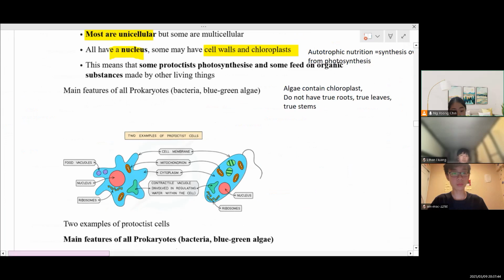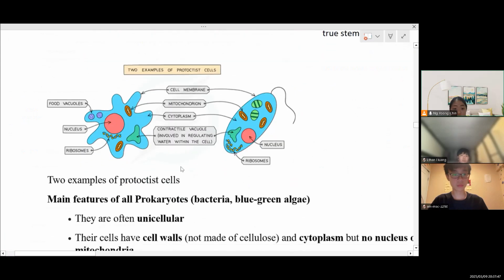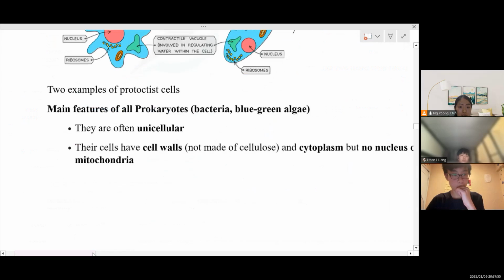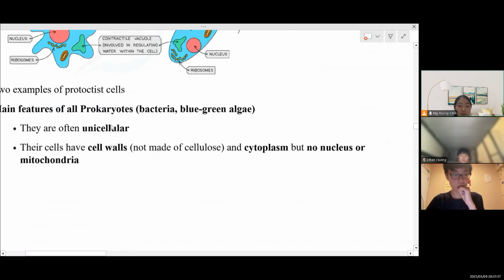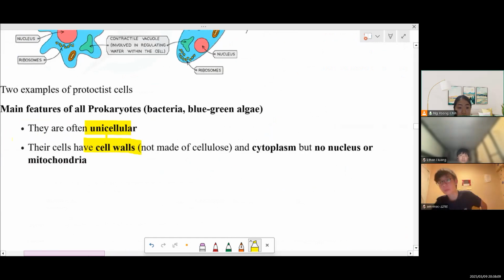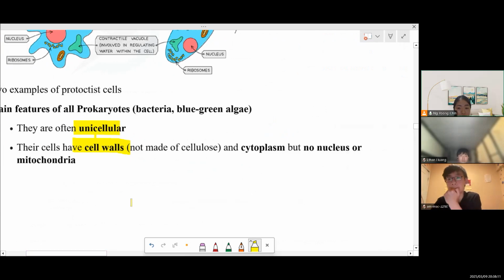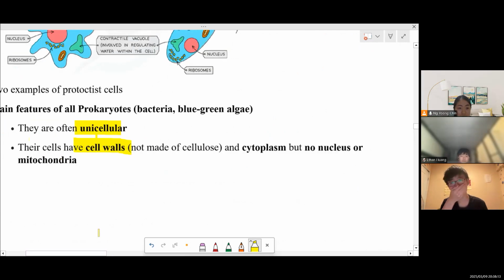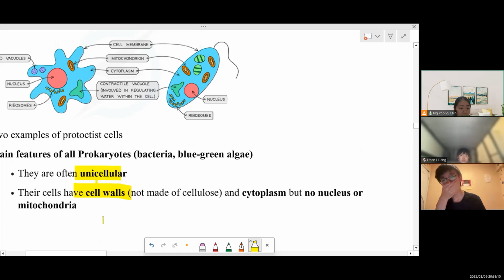Okay, so this is the structure of them, you can have a read. This is amoeba, and this one is the Euglena. Okay, so the features of protists are that they are unicellular. Remember, always unicellular. They have cell membrane and cytoplasm, but they have very few mitochondria.